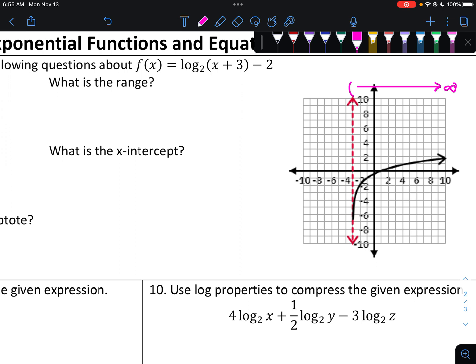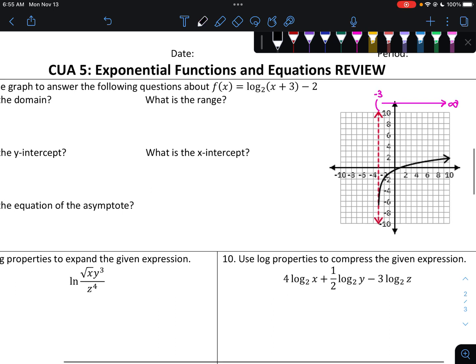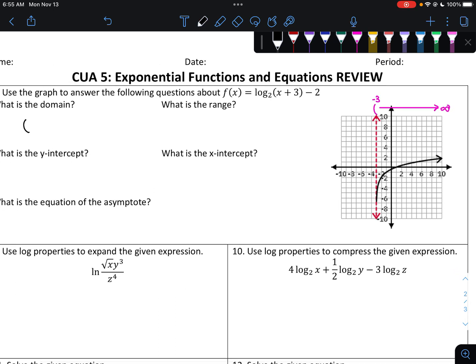Well, that asymptote is at -3. So our domain is -3 to infinity. Our range for all log functions is -infinity to +infinity.